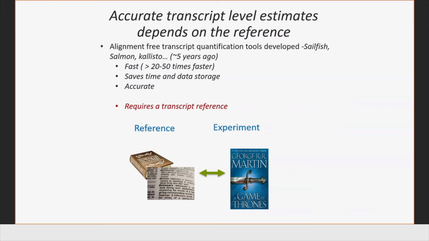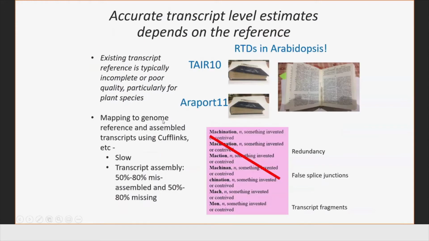The transcript reference to an RNA-seq experiment is almost like a dictionary to a book. For example, you want to find out which words have appeared in Game of Thrones and how many times each word has appeared in that book. But unfortunately, the issue is that the existing transcript reference is typically incomplete and of poor quality, particularly for plant species. For the best annotated plant species out there, which is Arabidopsis, you can see that the TAIR10 or the Araport11, which is a more recent annotation, we know there are tens of thousands of alternative splicing events and transcripts missing there. So if you look at it like that, it's an incomplete dictionary.